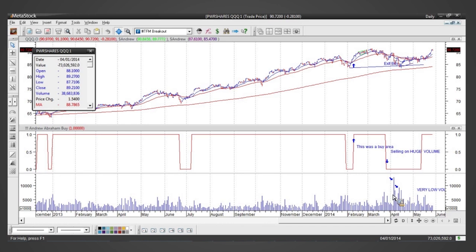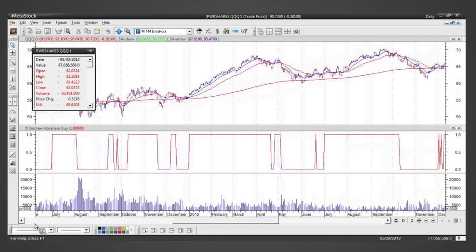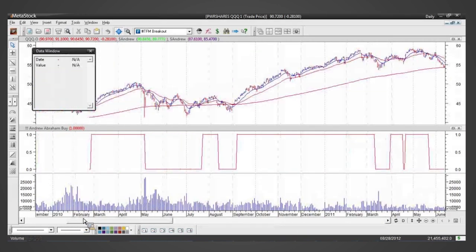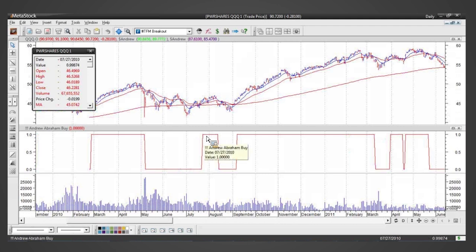But there are going to be times that you don't want to be invested. Because, let's go to 2011. Let's skip back here a little bit. There are times where the market gets very choppy. And it's very tough, because you never really know how bad a market correction or pullback can be.